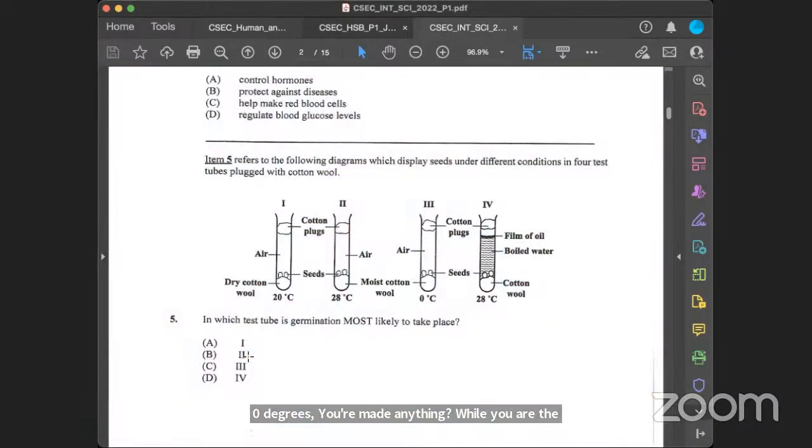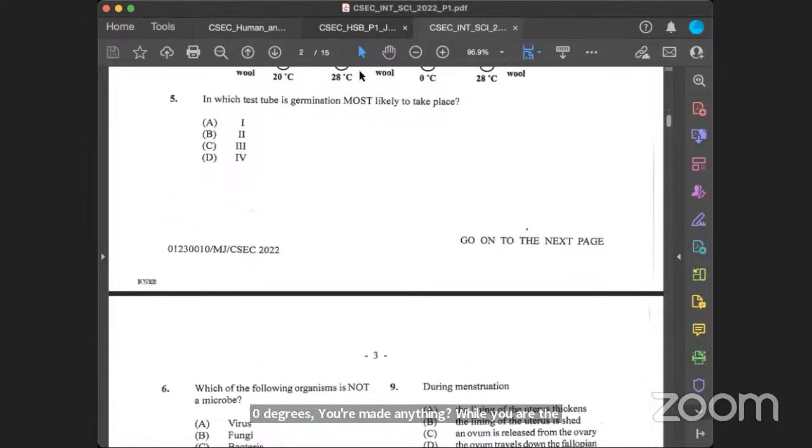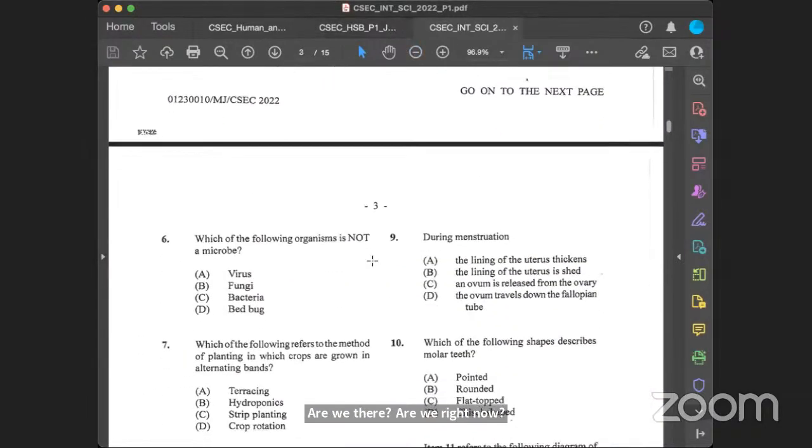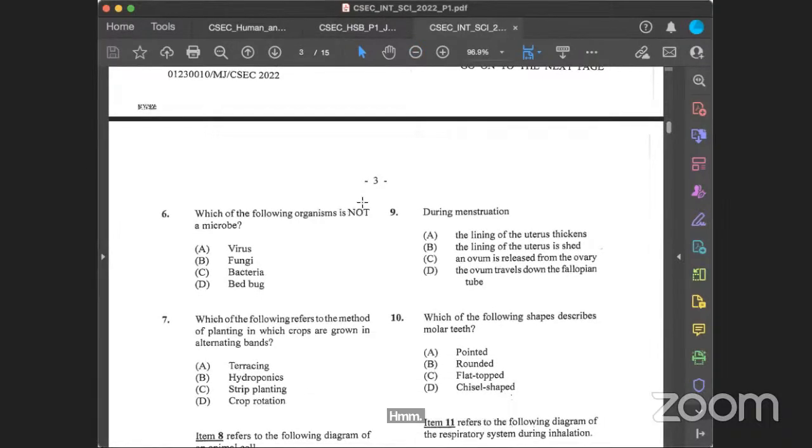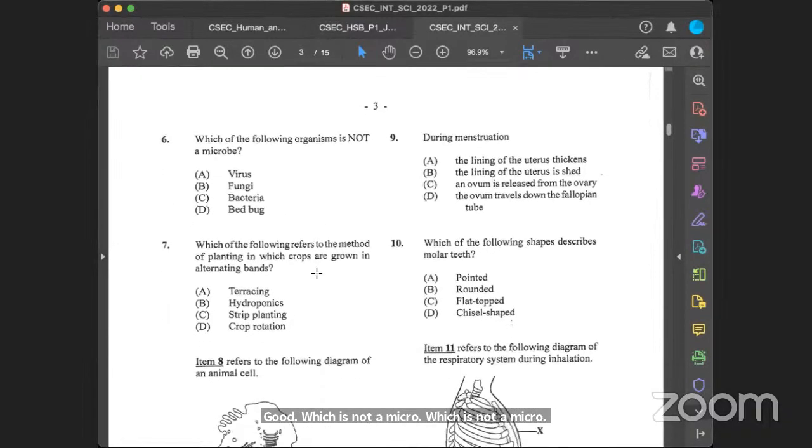Are we writing our answers down? Yes, sir. Good. Which is not a microbe? Red bug. That bug.